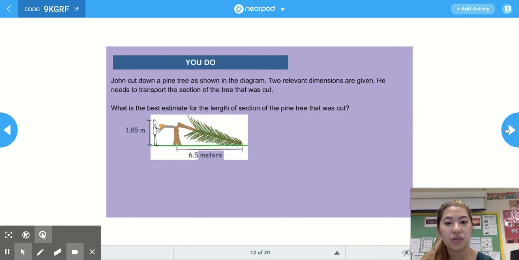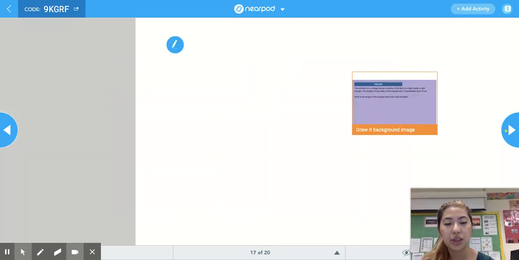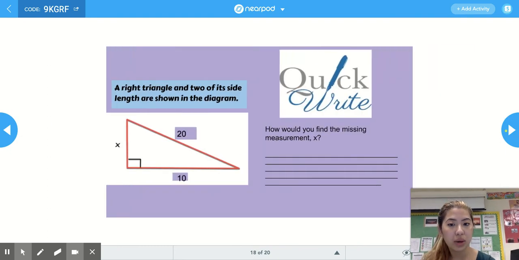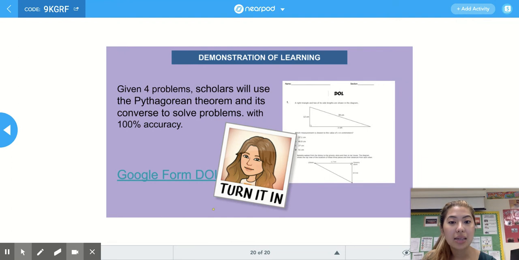There are several practice problems. And then there's even a quick write where you would have to verbally write out how you would find the missing measurement x, so one of the legs, what you would do. And then lastly, your Google form exit ticket.